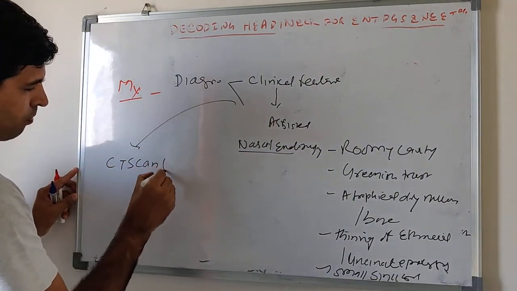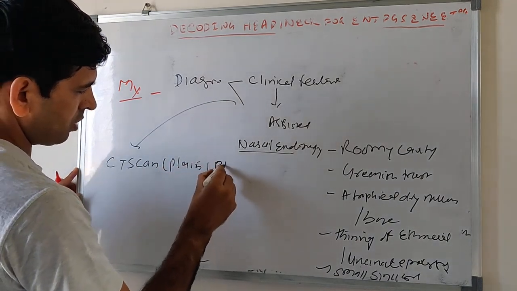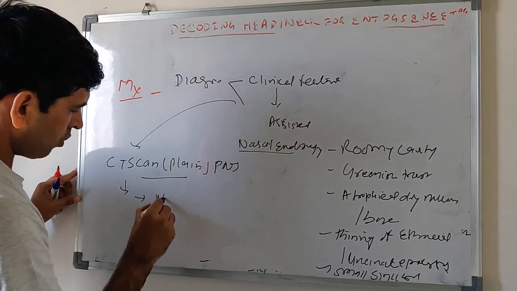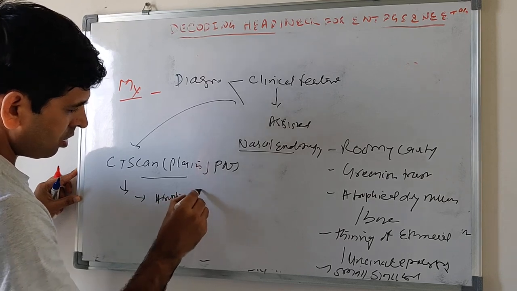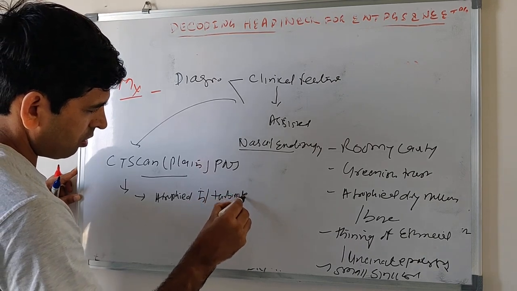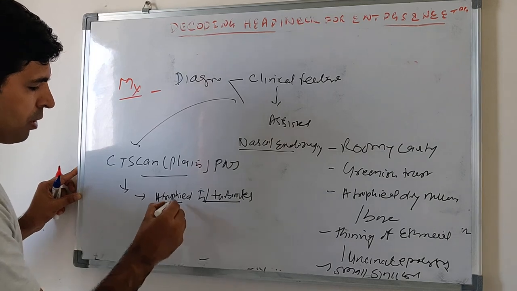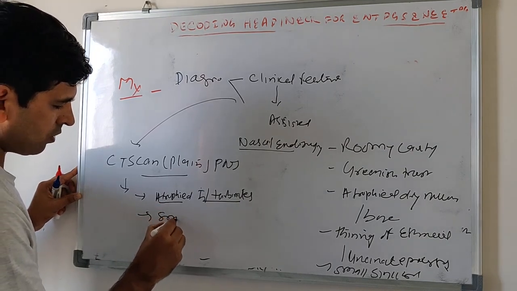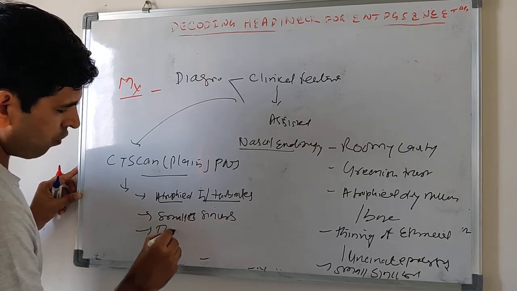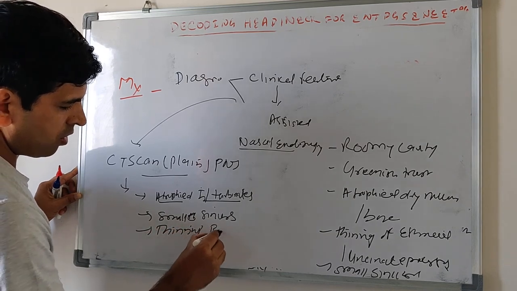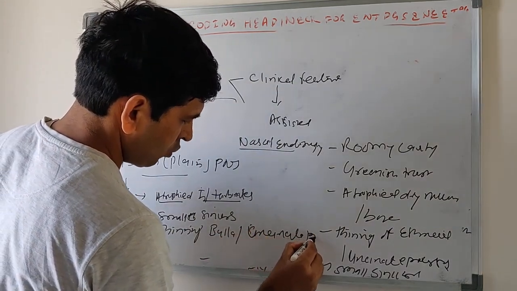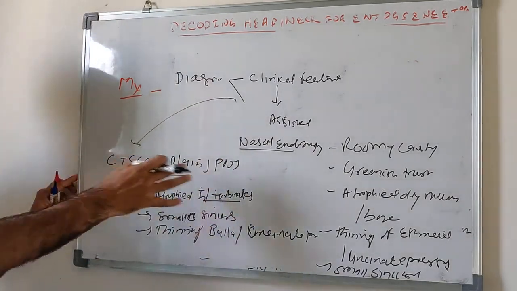It is also assisted by CT scan of plain PNS. Same findings: there may be atrophied inferior or middle turbinates, mainly inferior turbinates. All turbinates can be affected, but commonly the inferior turbinate, with thinning of the atrophied turbinate. There are small sinuses, and thinning of the bulla and uncinate process. I will add this CT scan video after this lecture.